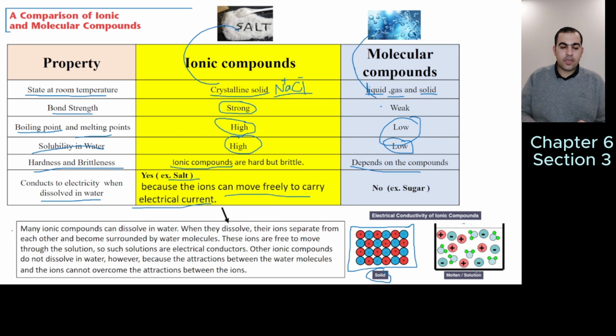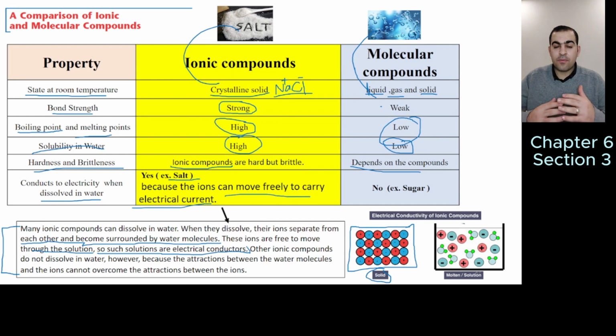Here I have explained why: when they dissolve in water, their ions separate from each other and become surrounded by water molecules. These ions are free to move throughout the solution, as I mentioned. So such solutions are electrical conductors, but not all ionic compounds can conduct electricity.